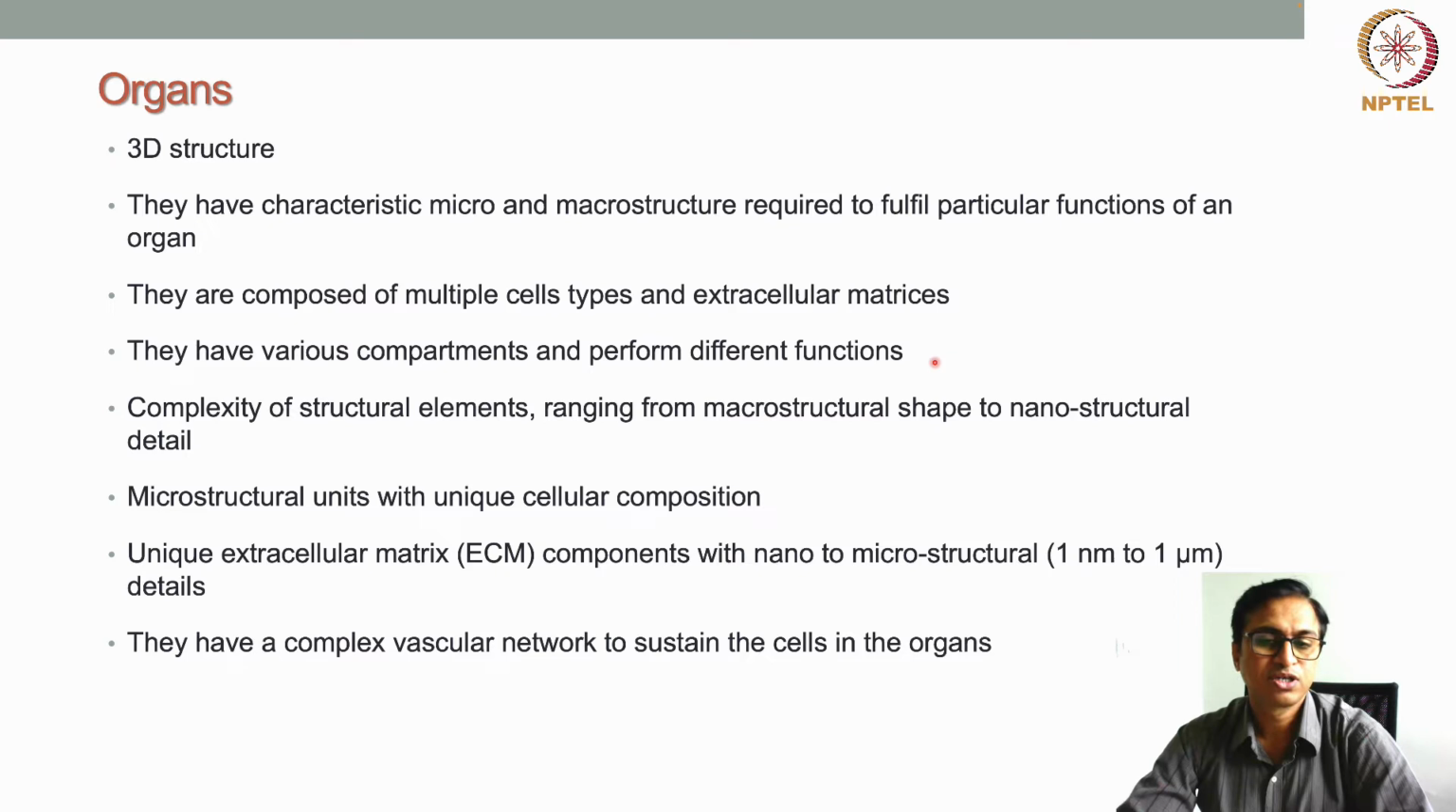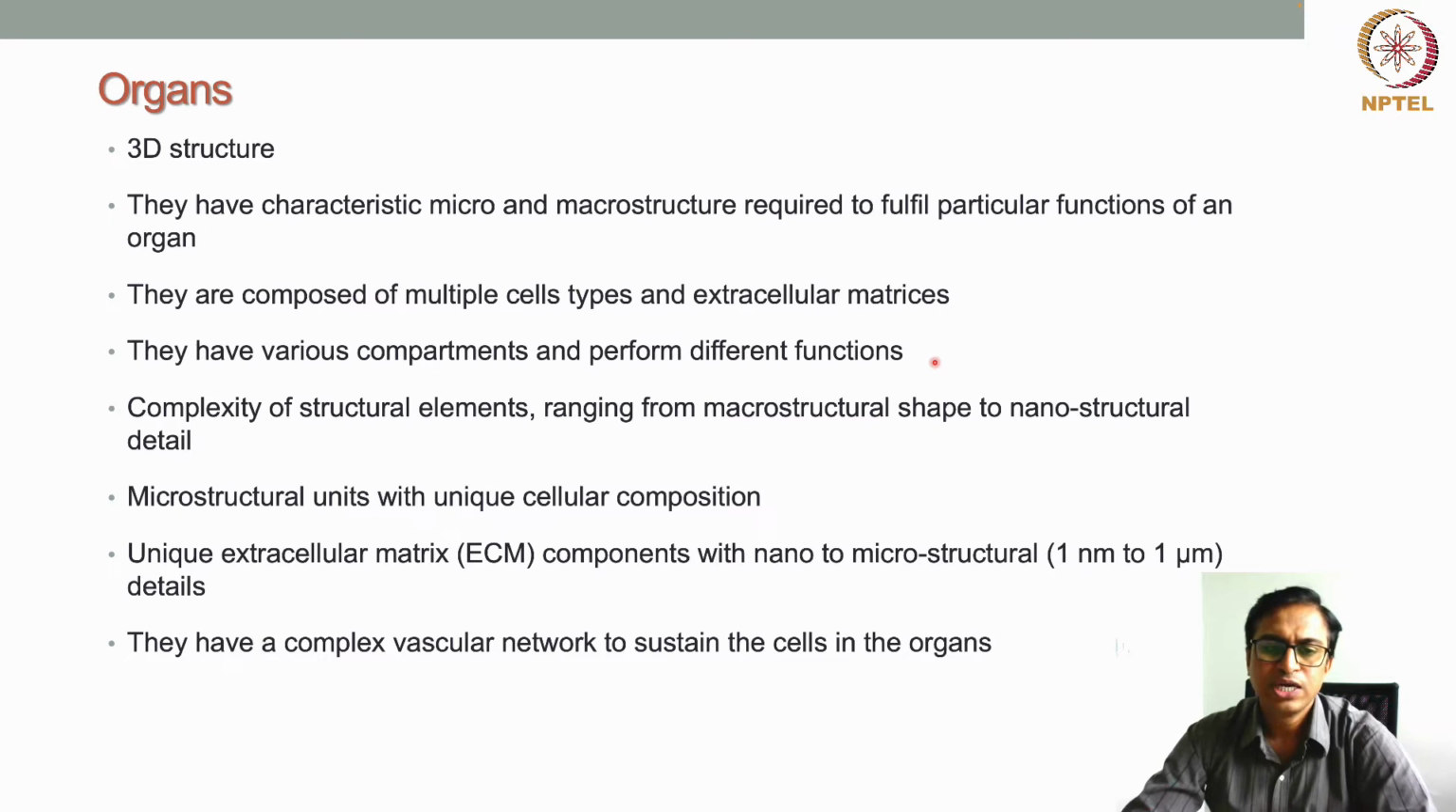right? Then, other than this, different organs also have some microstructural units. Take the liver: the microstructural unit of the liver is the lobule, which is mostly a hexagonal unit where the cellular organization is very, very different. So all these different microstructural units have a unique cellular composition and organization. That is very much required to reproduce when you are trying to print an organ.